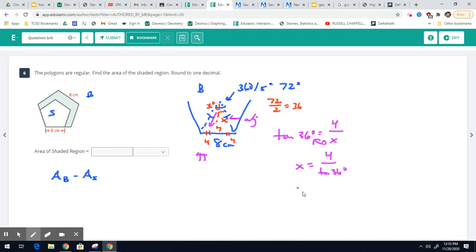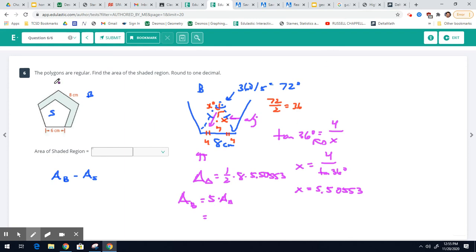I'm going to round this. This is 5.50553. Okay, so that's my height. So then to find the area of one of those triangles, the area of one triangle would be 1/2, the base is 8, and the height is 5.50553. So to find the area of the big pentagon, I need to take 5 areas of the triangles. So let's do that right now. So we'll put a 5 in front of that.